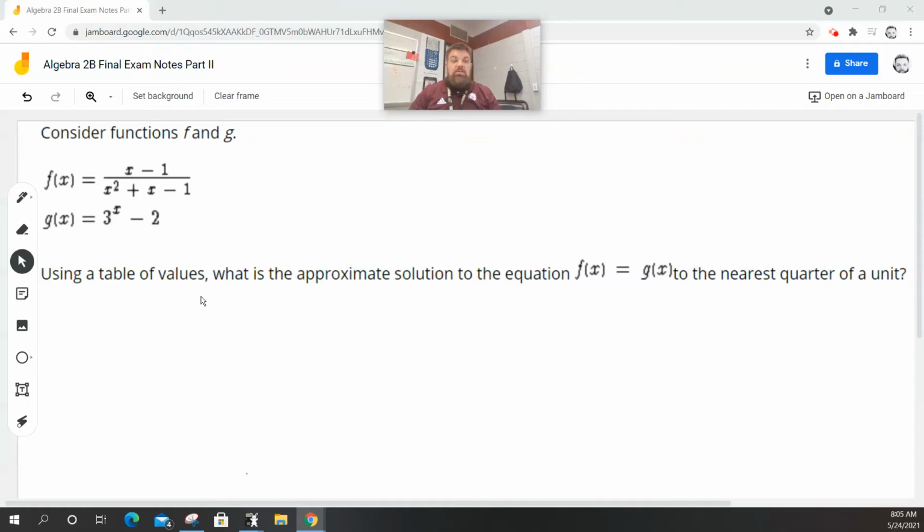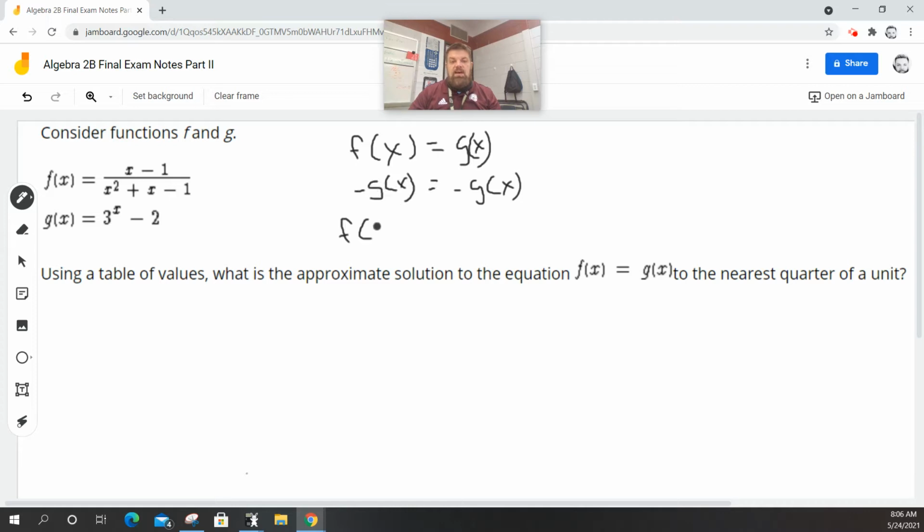Okay, this one's just like the previous problem, except we're not going to take as long to do it. Basically, they want to know when f of x equals g of x. So think about this. F of x equals g of x. But to make our lives easier, if I subtract g of x from both sides, what I'm really looking for is when does f of x minus g of x equal 0. All right, so we're going to do the same thing we did before.